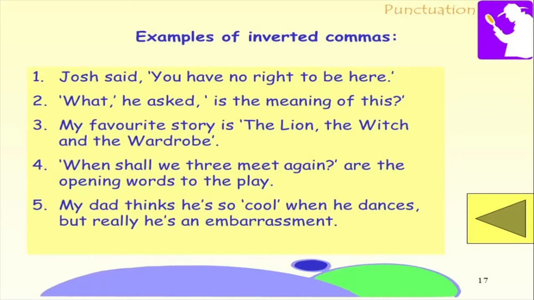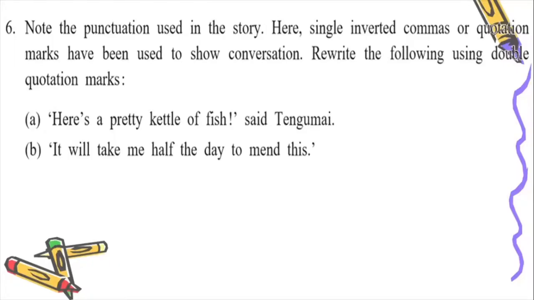My favorite story is 'The Lion, the Witch and the Wardrobe.' So you want to highlight the name of the story in this entire sentence. So that is why you use the inverted comma. 'When shall we three meet again' are the opening words to the play. My dad thinks he's so 'cool' when he dances, but really he's an embarrassment. So you want to highlight the word cool. So these are all examples where we have made use of inverted commas.